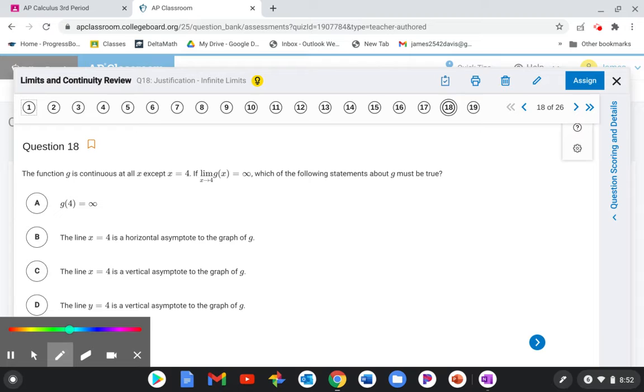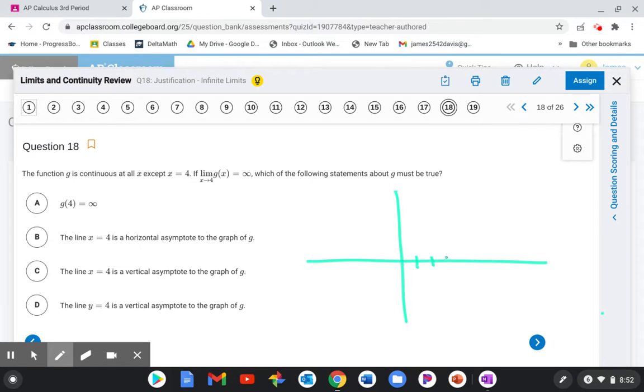Well, if you think about what we just said on the last one, you can even just draw this out if that's helpful. You've got the limit as x goes to 4 equaling infinity, which means from both sides it has to be going up to infinity, right? If the overall limit is infinity. So there's definitely a vertical asymptote there. So x equals 4 is a vertical asymptote. That would be C.